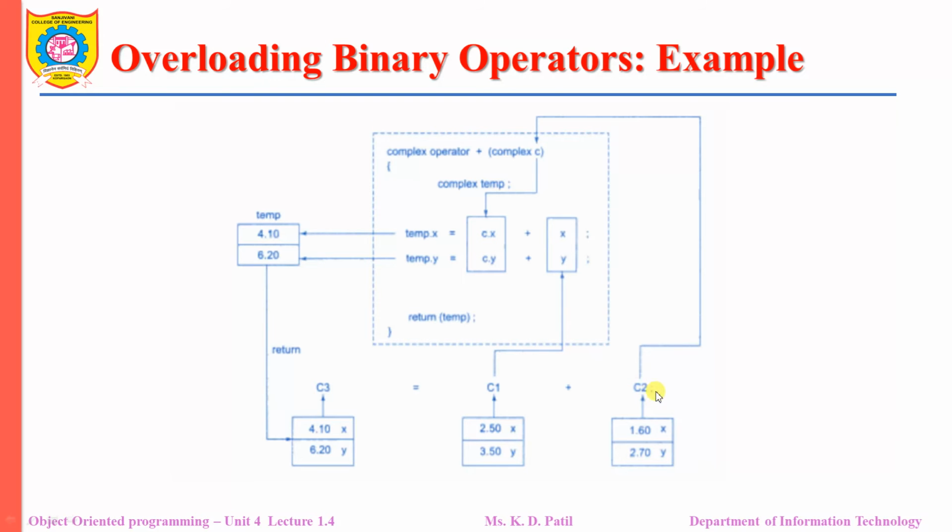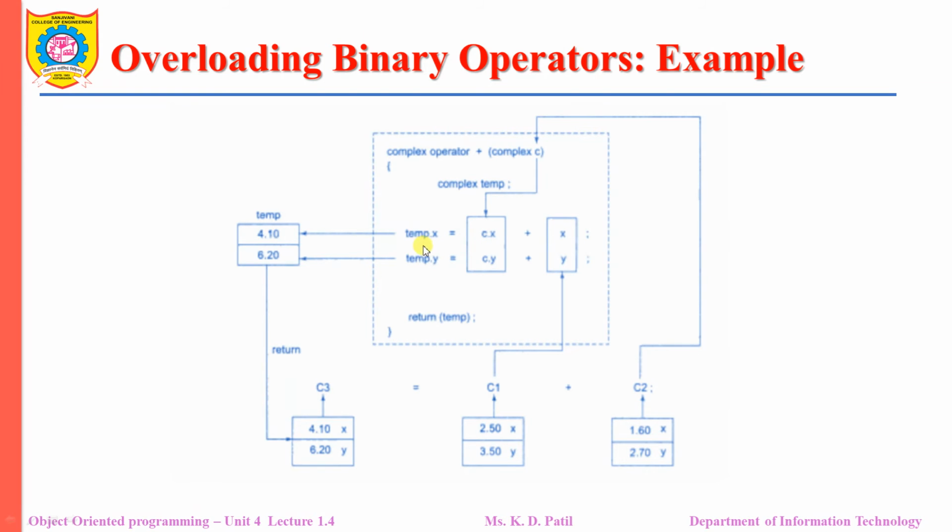As I told you, the data members of C2, that is x and y, are passed through that argument. Here the argument is C, so through that argument, using the dot operator, the data members of the C2 object are accessed. Now both objects are available to the function, that is x and y of C1 and x and y of C2, and so the addition can be performed.